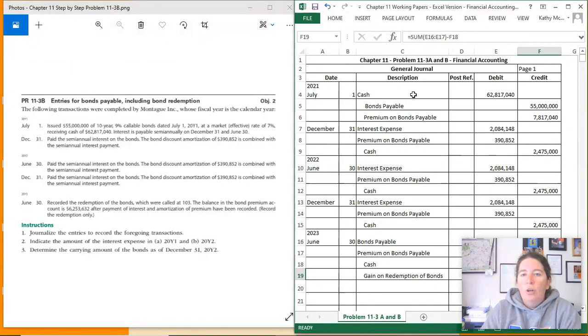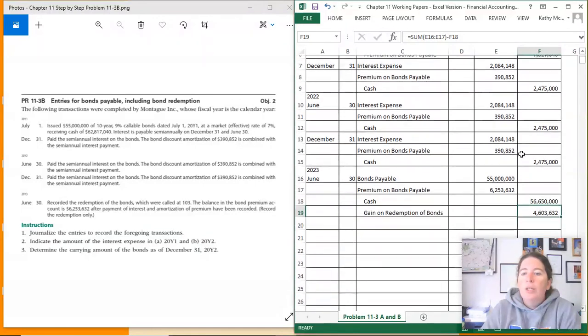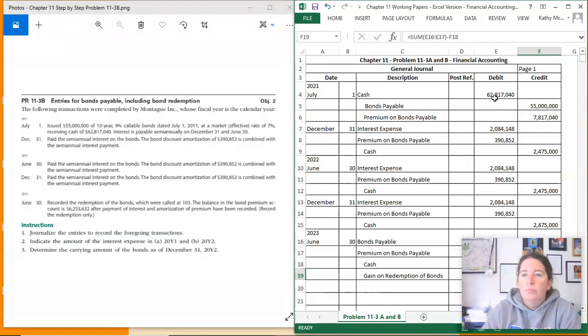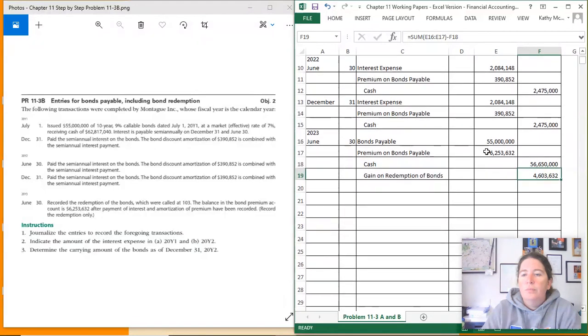Remember up here, we received 62. Okay. And when all is said and done, if you were to add these two together, you're going to get that 62. Okay. Those two and all of these other premiums along the way. So this was our final gain. In giving out these bonds, we actually made $4,603,632. So you can see where offering up bonds could be a good investment option for a company.